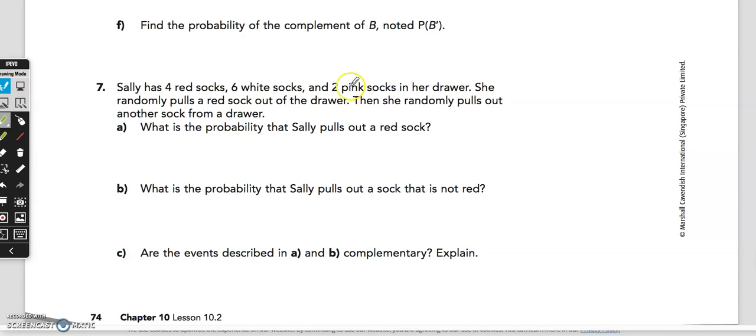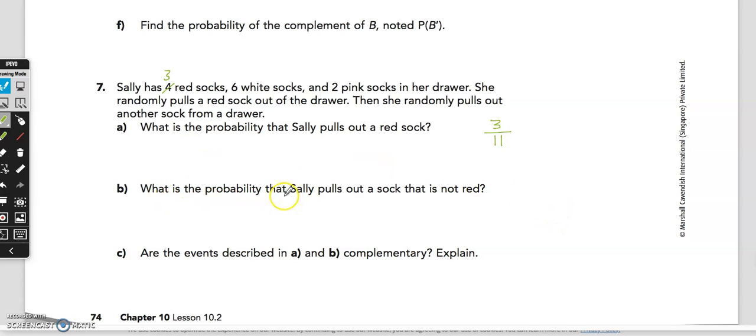So we've got to think about this. She puts her hand into the drawer and she pulls out a red sock. Now we want to know what's the probability that the second sock she pulls out is going to be red. So what we have to do with these numbers up here, we have to realize that one of these 4 red socks is gone. So there's only 3 red socks there, because again, she pulled one out. So now we're dealing with 3 red socks, 6 white socks, and 2 pink socks. So what's the probability she chooses red? Well, there's 3 favorable outcomes to choosing red, and there are 11 outcomes altogether. So the answer is 3/11.